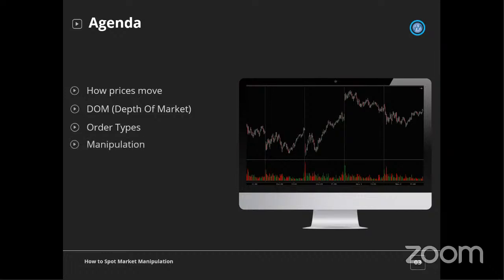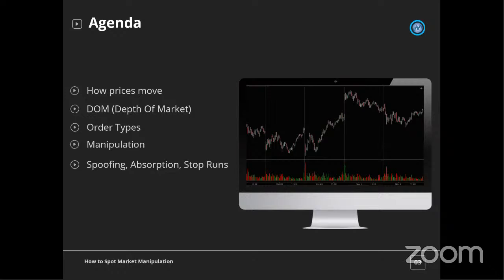Then we're going to touch on manipulation, and get into the good stuff here. There are several different manipulation practices. So we have spoofing, absorptions, stop runs, quote stuffing, layering, it goes on and on. And you can find all these at the CFTC website.